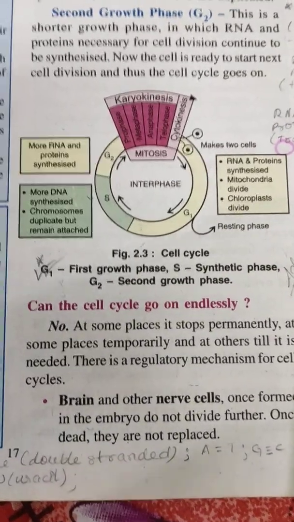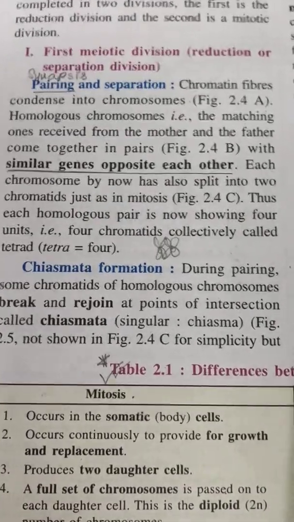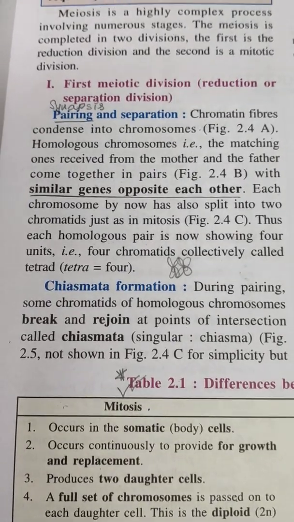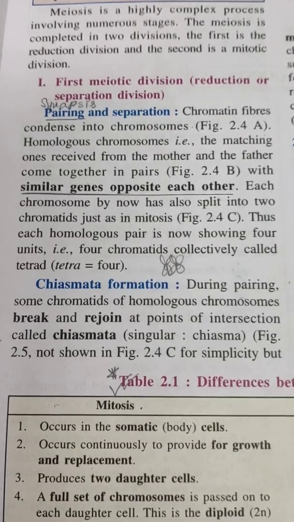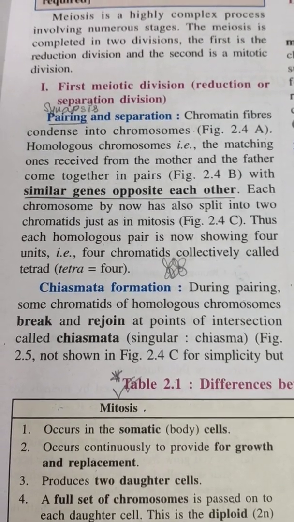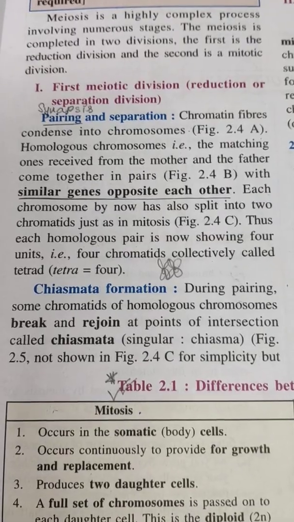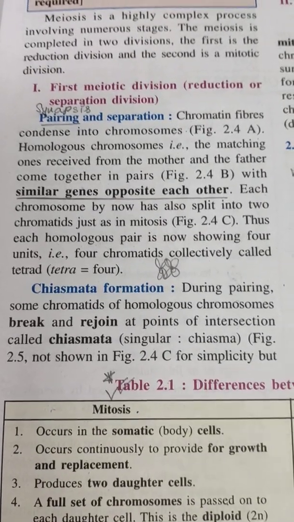Clear? Okay, students, now meiosis is not there in your syllabus. As you know, you have to know that meiosis is a reductional division because it makes the chromosome number half, and also it only takes place in the reproductive cells or gametes, right? So it's not there in your syllabus.